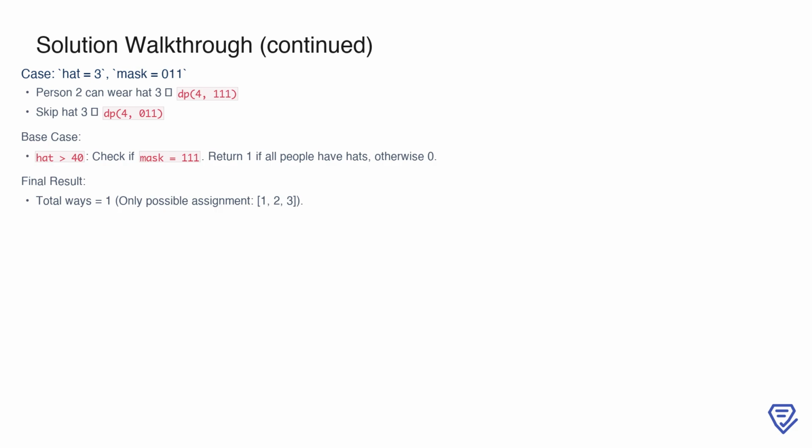For hat 2 with mask 001, indicating that person 0 already has a hat, person 1 can wear hat 2, leading to DP(3, 011). Alternatively, we can skip hat 2 and call DP(3, 001). Finally, for hat 3 with mask 011, meaning persons 0 and 1 already have hats, person 2 can wear hat 3, resulting in DP(4, 111). We could also skip hat 3 and call DP(4, 011). The base case checks if the hat number exceeds 40, and if the mask equals 111, we return 1. In this case, there's only one valid assignment, 1, 2, 3, so the total number of ways is 1.